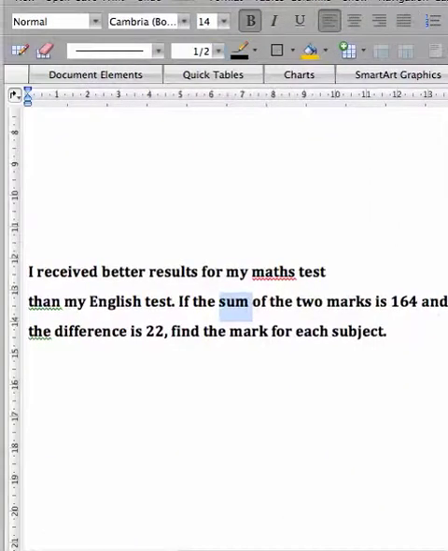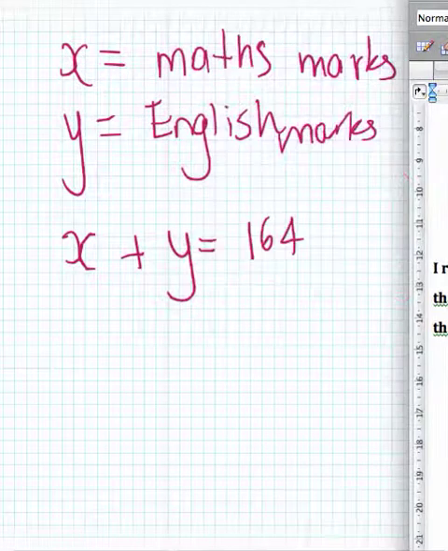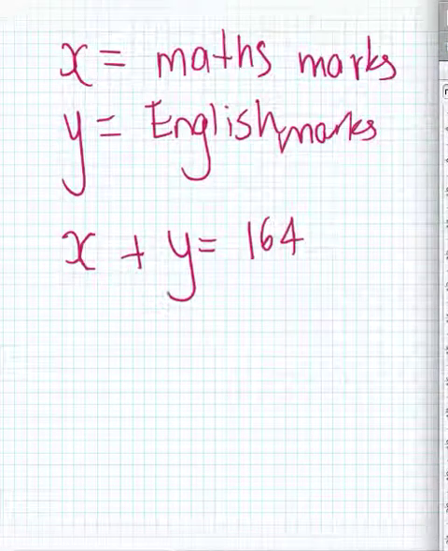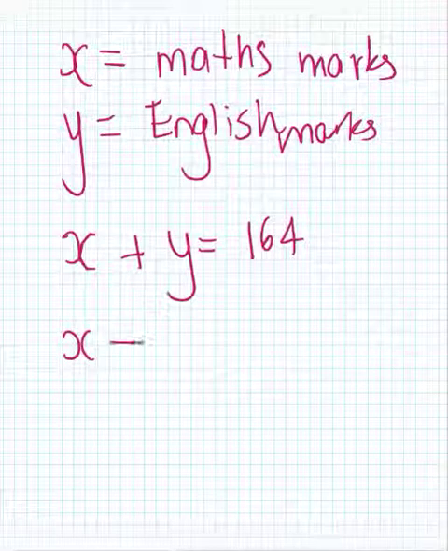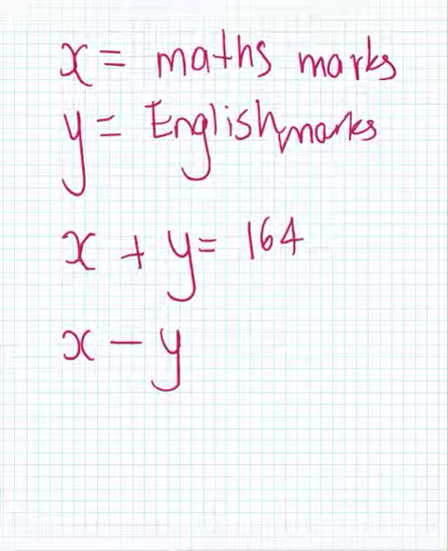Sorry. And it says the difference is 22. And difference, we know we are now subtracting. So we'll get the marks of the 2 tests again. So we have X for my maths test, take away now Y. Okay? So the difference means the difference of my maths test and my English test. So we're subtracting, and the score is 22.